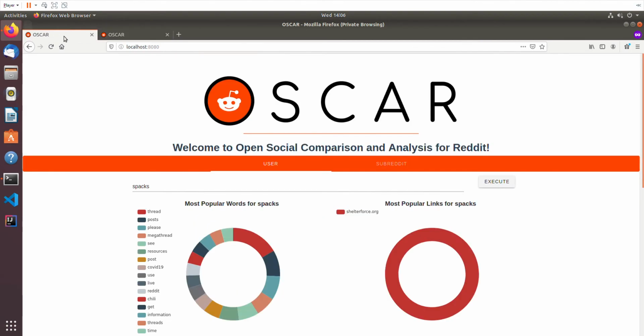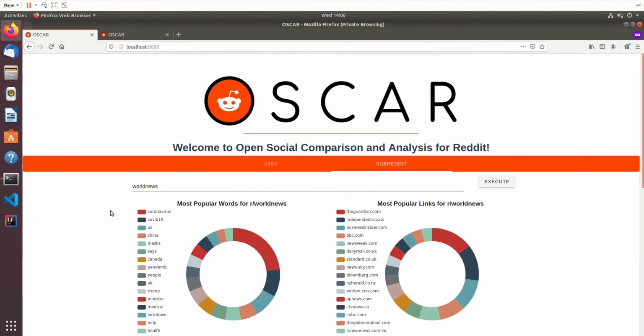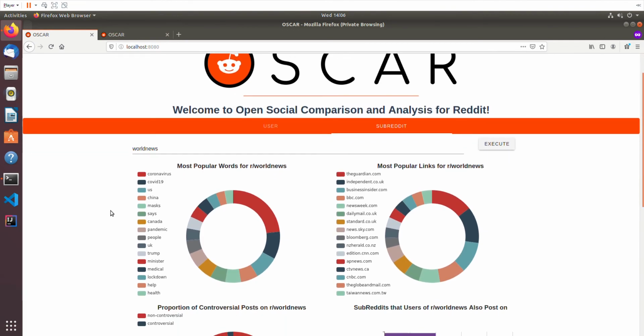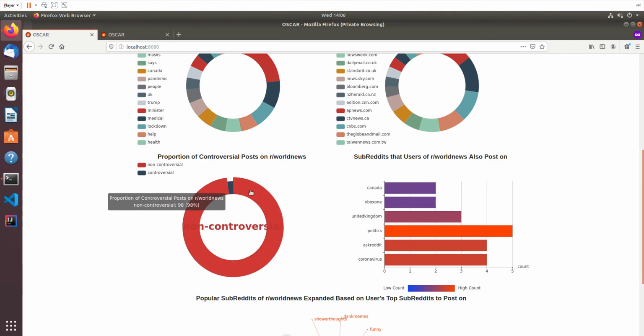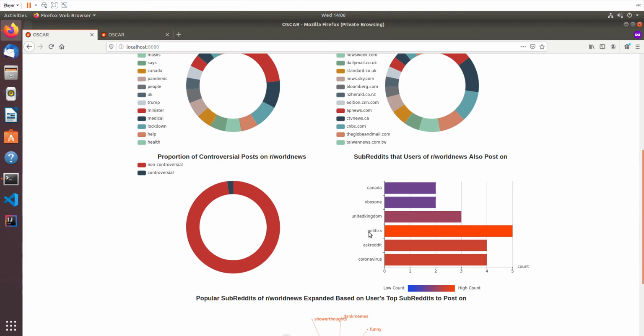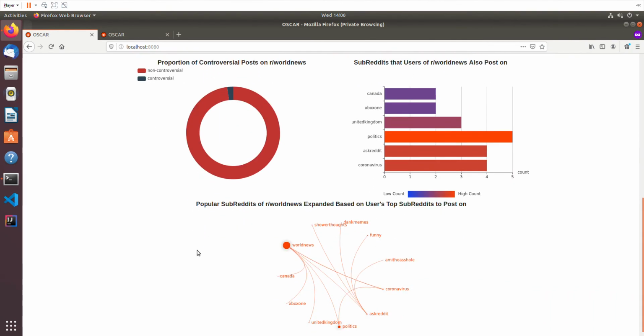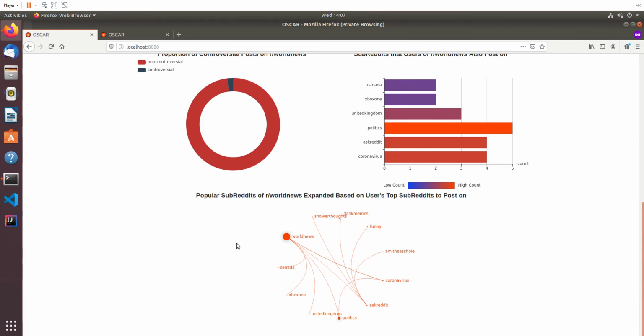So now we'll go look at another subreddit. We have World News, which should have some pretty different results than Nintendo Switch. So for obvious reasons, the most popular words on there right now are coronavirus, COVID-19, masks, pandemic, and all of the popular links are news websites like BBC, Bloomberg, stuff like that. Once again, very few controversial posts, as these are based on the top posts, so you wouldn't expect it to be very controversial. And people also like to post on other news and politics related subreddits, as well as Ask Reddit and Xbox One. Once again, we can look at the graph down here to see other different relationships that might not show up in this bar graph.